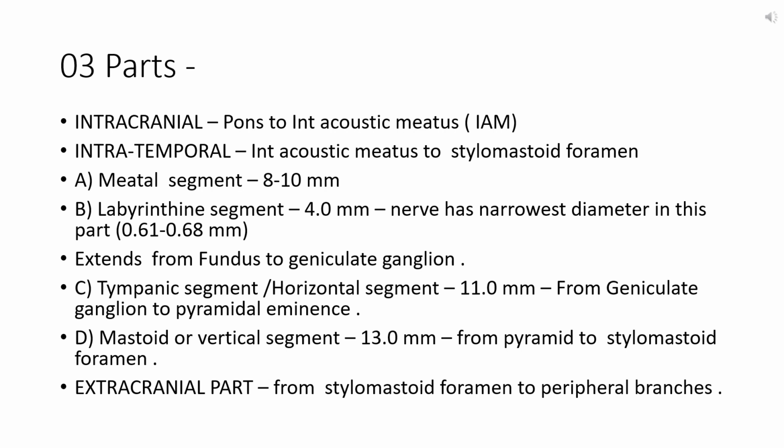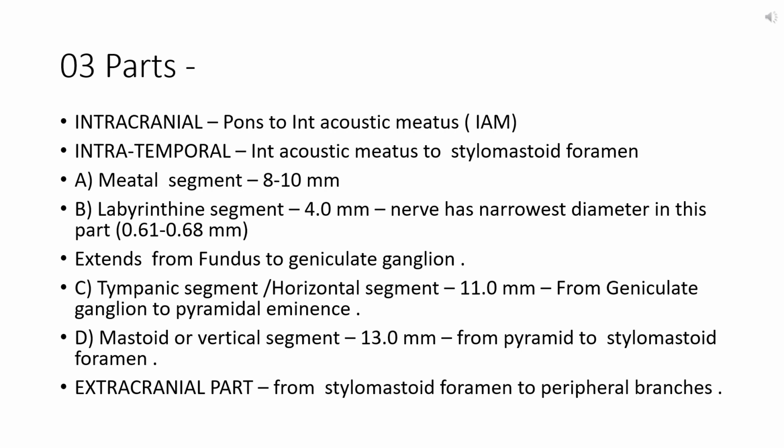Again, it has been divided into four segments. The first is the meatal segment. Simple, it lies in the internal acoustic meatus, so it is known as the meatal segment. The length is 8 to 10 millimeters. The second part is the labyrinthine segment. An important point regarding this segment is that the facial nerve has the narrowest diameter in this part. It extends from the fundus to the geniculate ganglion.